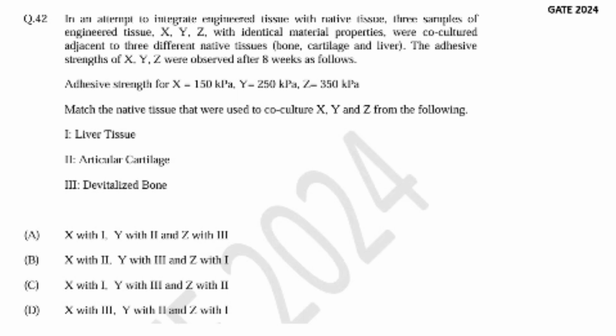X with 150 kilopascal adhesive strength is likely co-cultured with liver tissue, since liver tissue tends to have a lower adhesive strength. Next, Y with 250 kilopascal adhesive strength is likely co-cultured with articular cartilage, as cartilage has moderate adhesive strength. Third, Z with 350 kilopascal adhesive strength is likely co-cultured with devitalized bone, which would exhibit a stronger adhesion due to its rigid mineralized structure.